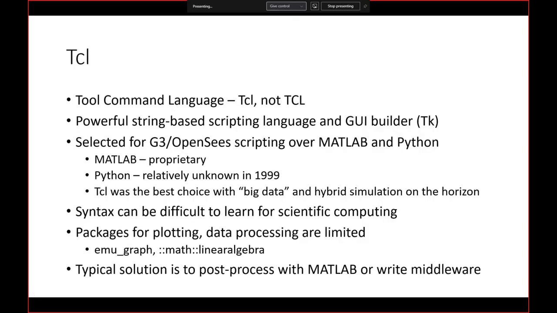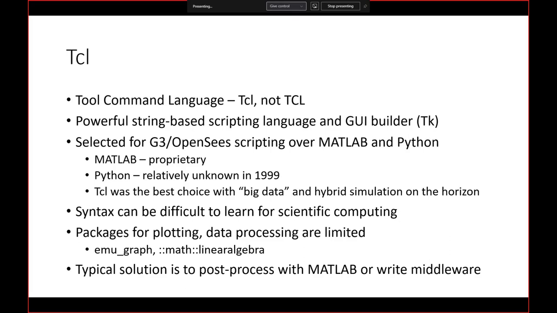Tcl, the Tool Command Language, capital T, little c, little l, not all caps. It's a very powerful string-based scripting language, and it also comes with a nice GUI builder called Tk. It was selected for G3 OpenSees over MATLAB and Python around 1999 or so. MATLAB was not selected because it's proprietary. Python was around, but was relatively unknown at the time, definitely not what it has become in the last few years. So it was considered, but not chosen. But I think Tcl was the best choice at the time, with big data and hybrid simulation as the next big things in structural and geotechnical engineering.